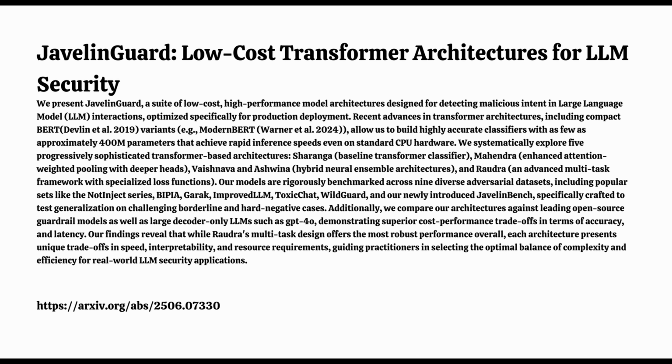And the source material guiding our exploration today is a significant paper that introduces something called JavelinGuard. It's presented as a suite of low-cost transformer architectures developed specifically to detect this kind of malicious intent hidden in user prompts. So our mission in this deep dive is really to unpack these different architectures. We want to understand the thinking behind their design, see how they perform against existing defense methods, how they stack up, and ultimately extract the most important practical insights this research holds for you, the listener.